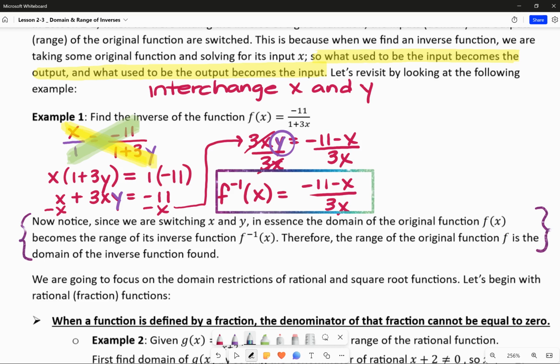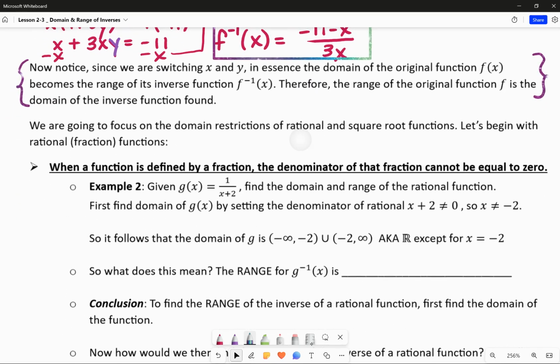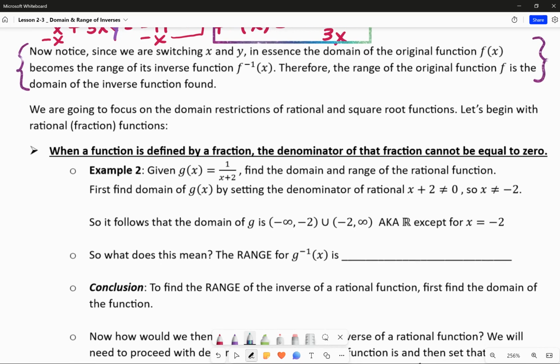Notice that the switch is going to happen just like it happened with the x and y. So there are certain functions that have domain restrictions. And two of those types of functions are the rational and the square root functions. So we are going to take some time to focus on those particular functions.